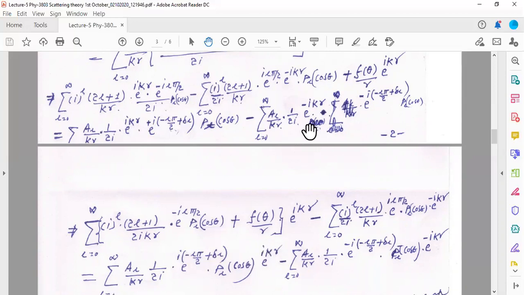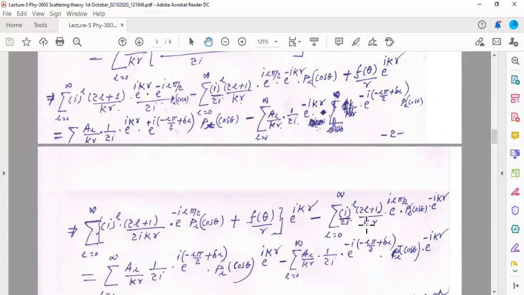And you have an e to the power of minus ikr term. The coefficient of the e to the power of minus ikr term is here. So this coefficient is A_L over kr, 1 upon 2i, and this factor e to the power of minus i L pi by 2 plus delta L, this factor, right? And P_L cos theta, and you have e to the power of minus ikr.